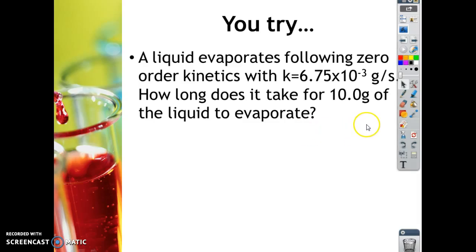Now you guys try on this one. Pause it, give it a shot, come right back here.